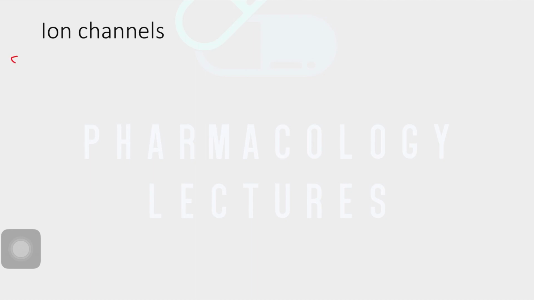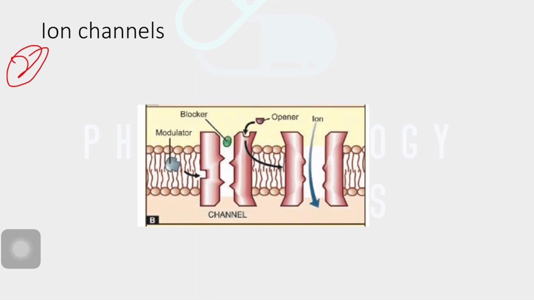This protein may be ion channels, right? We know the ion channels. The function of an ion channel is basically the transfer of ions across the cell membrane. There are some substances or endogenous substances which act as an opener of this channel. So this channel gets open, and some ions get inside the cell and some ions go outside the cell. So this process is being carried out.